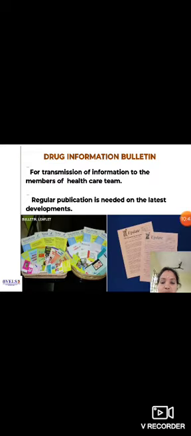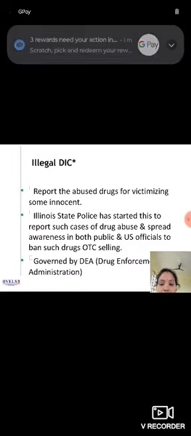And a drug information bulletin is used for the transmission of information to the members of a healthcare team, and regular publications are needed on the latest developments. Then the illegal drugs: the DIC reports abused drugs that victimize innocent people. The Illinois State Police started this to report such cases of drug abuse and spread awareness among both the public and officials to ban such drugs, such as OTC drugs being sold illegally, governed by the DEA.